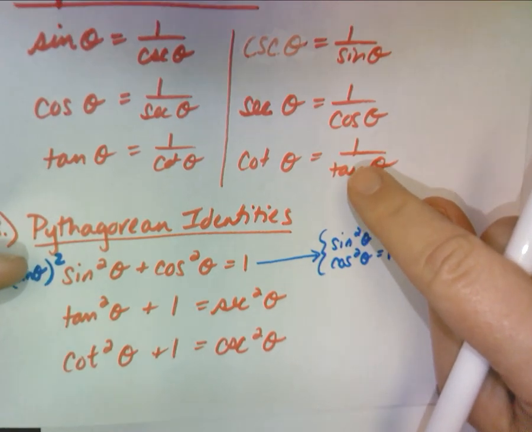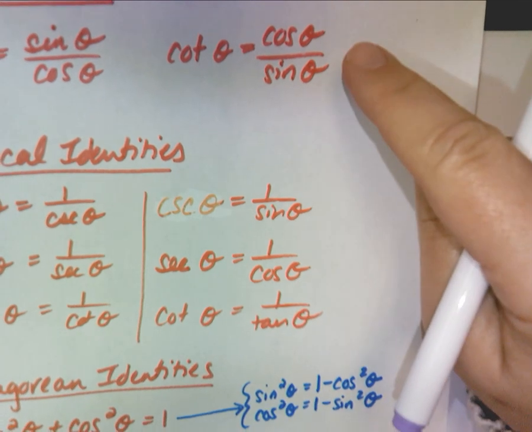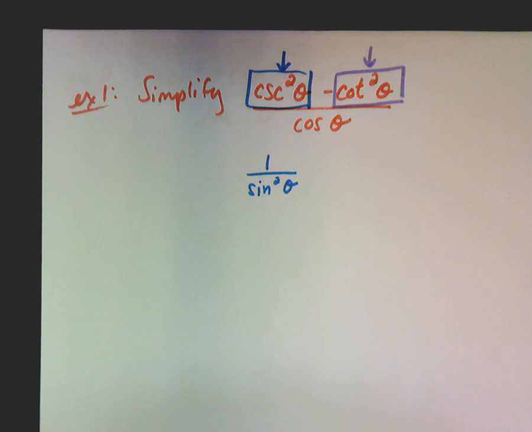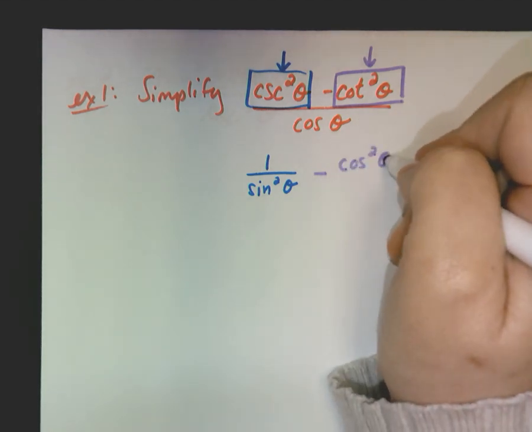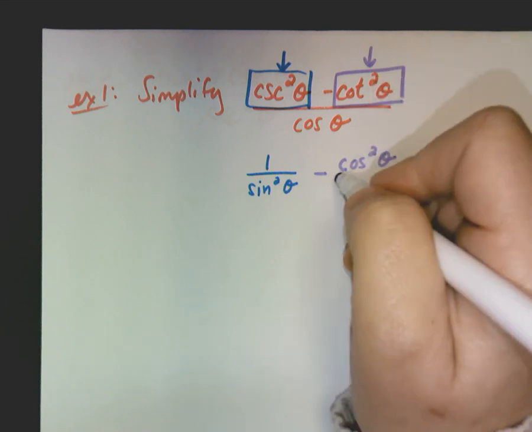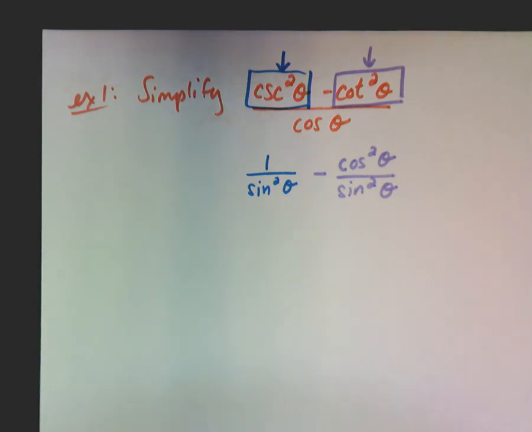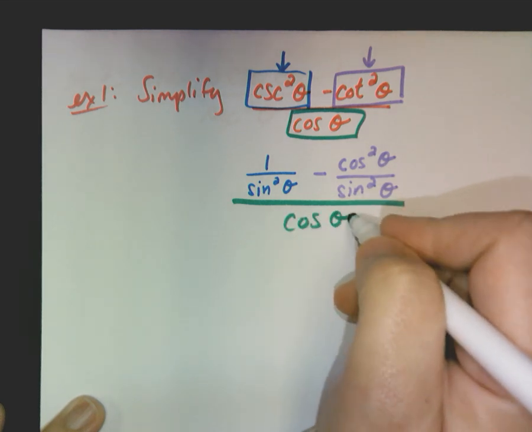I would say no. Again, I want to convert everything to sines and cosines, so look up here. Cosine over sine is what cotangent is. So I'm going to rewrite this as cosine squared theta, because it's squared, over sine squared theta. Now, what do I do with this cosine theta on the bottom? You're just going to leave it. Since it's already a cosine, you're going to keep it as cosine theta.